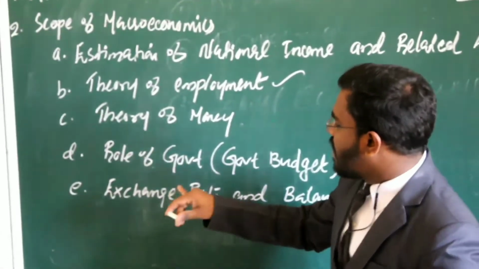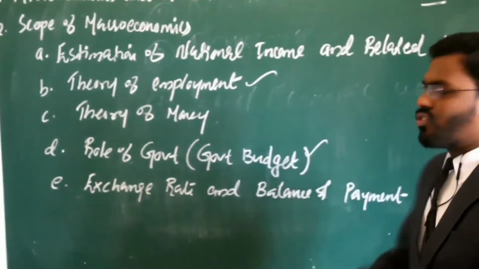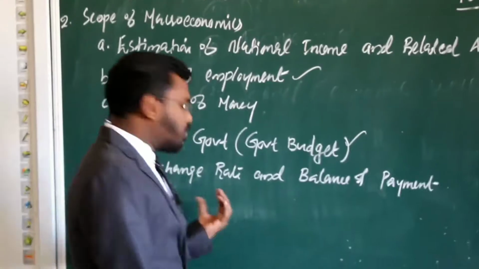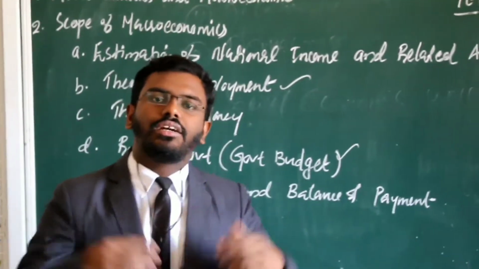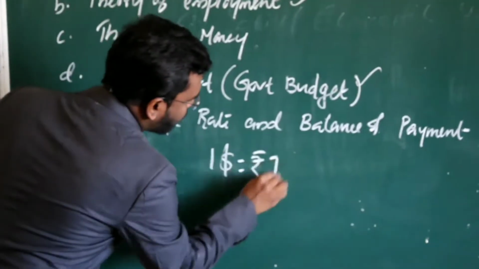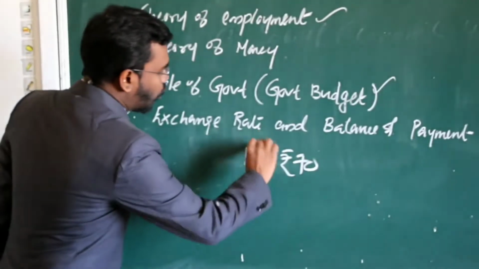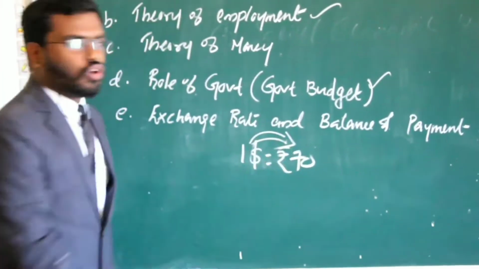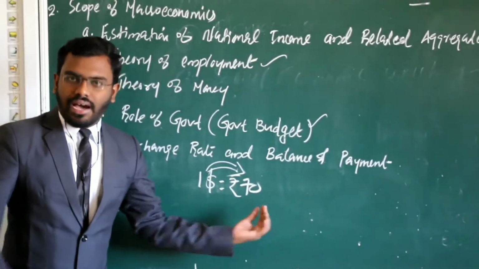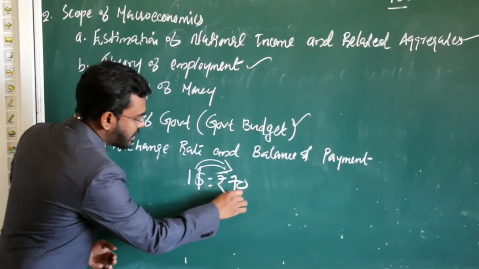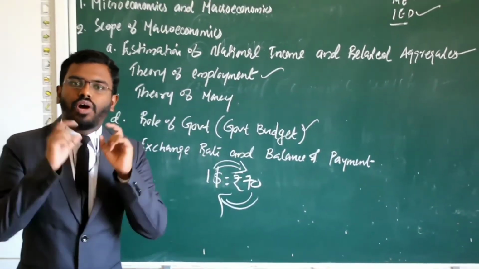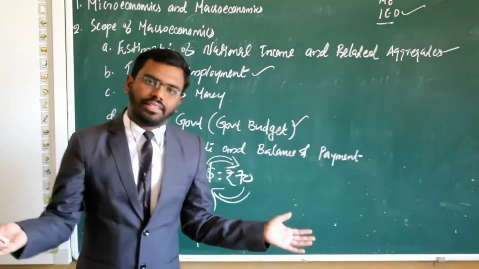And the last one is exchange rate and balance of payment. Exchange rate, I think, is not a new word for you. Exchange rate means the rate of one currency in terms of another currency. For example, $1 is equal to 70 rupees. That means here the dollar is expressed in terms of rupees. So to get $1 we need to pay 70 rupees. Otherwise, to get 70 rupees, an American needs to pay $1. So it is the rate of one currency in terms of another currency.